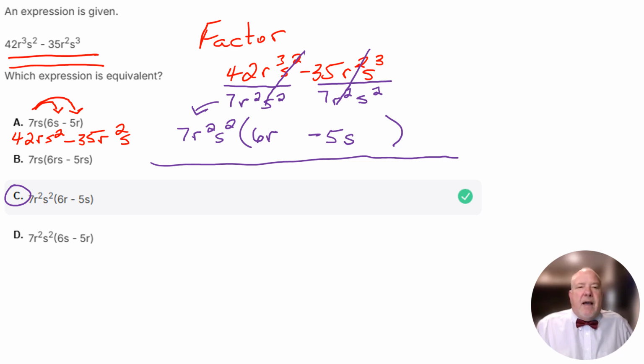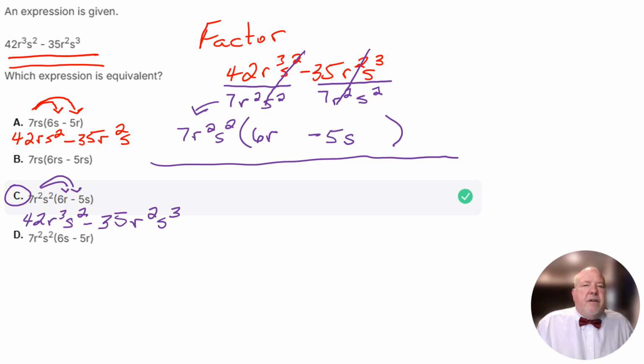And in fact, if I do that with the last one, I'll just show you real quick. If I distribute this one, you'll see that I end up with what I started with. So 7r to the second times s to the second times 6r would be 42 r to the third, because I'm adding the exponents, s to the second, minus 35 r to the second s to the third. So you can see I end up back where I started. So that's just another way to do it.